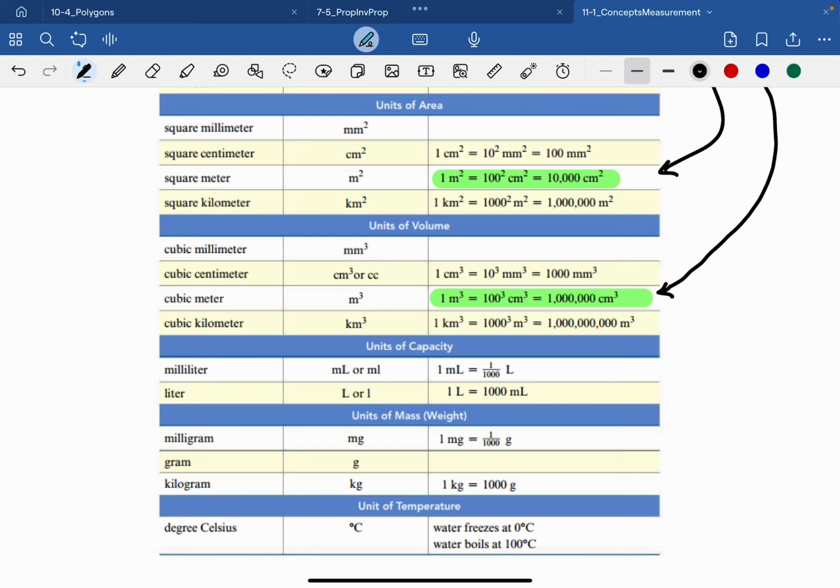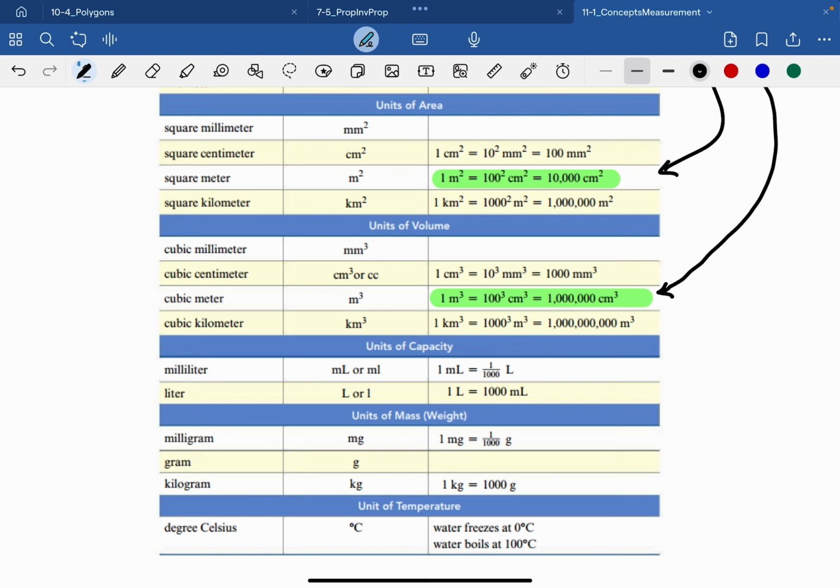We have both the liter and the milliliter. A milliliter is 1/1000th of a liter. And then units of weight: the gram is the unit, milligrams would be 1/1000th of a gram, whereas a kilogram would be 1,000 grams. And degrees Celsius is the measurement of temperature.